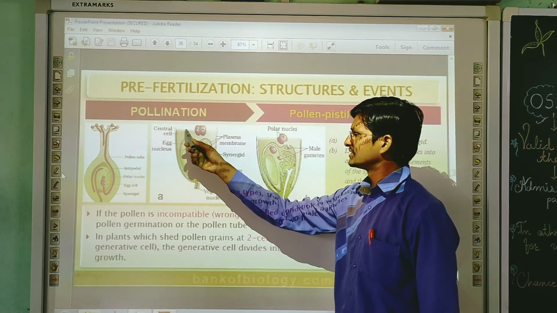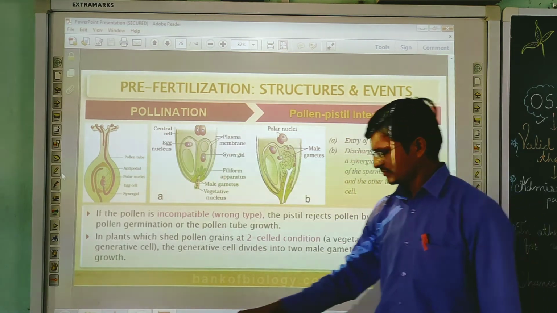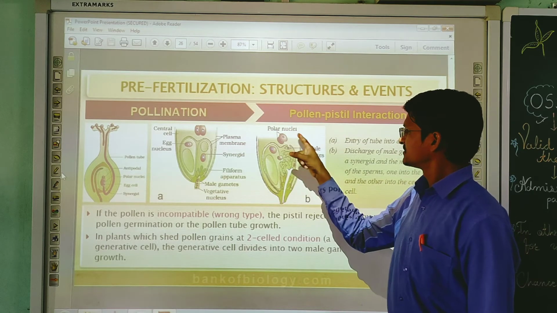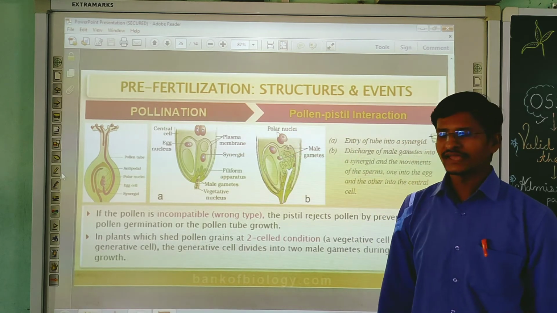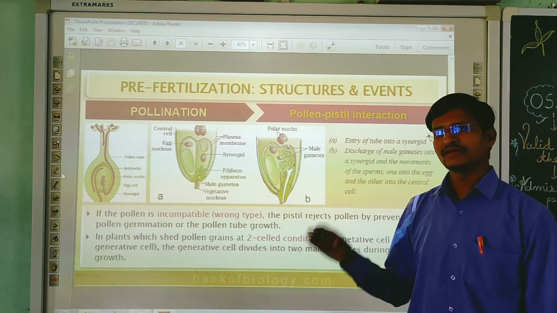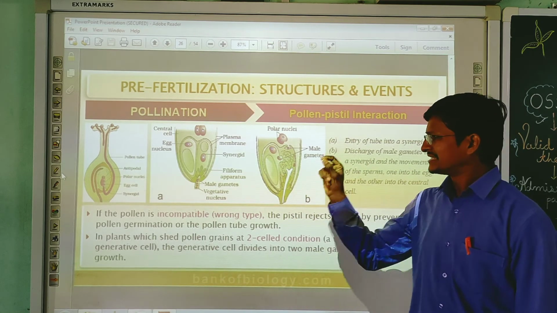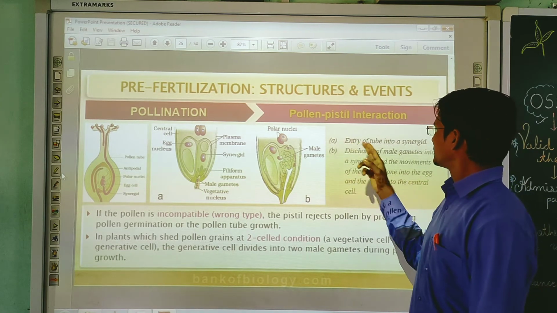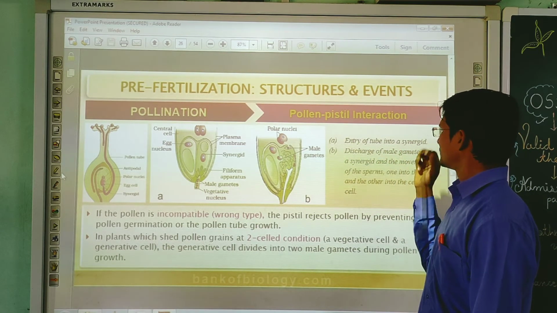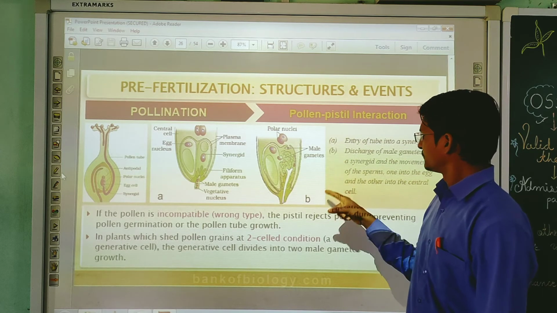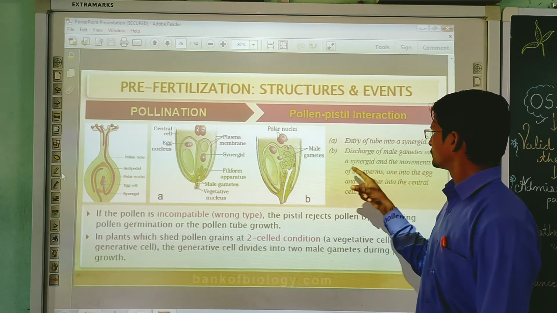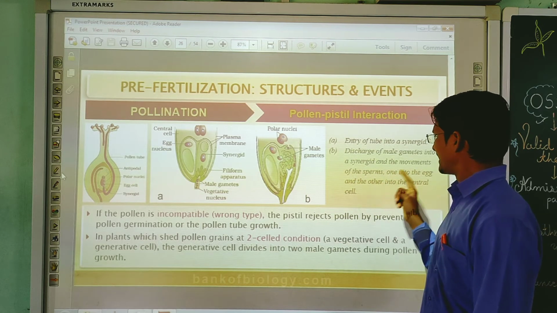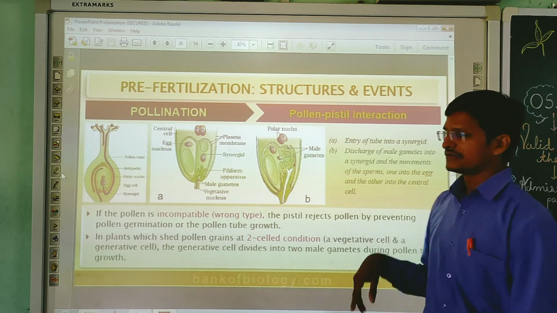Central cell. This is a central cell. So in exam they may ask like this. So here male gametes, and this is a pollen nucleus. So in exam also they can provide this diagram and tell you to answer the particular labelled part. So here A, entry of tube into a synergid. B, you can see the discharge of male gametes into the synergid and the movement of the sperms, one into the egg and the other into the central cell.